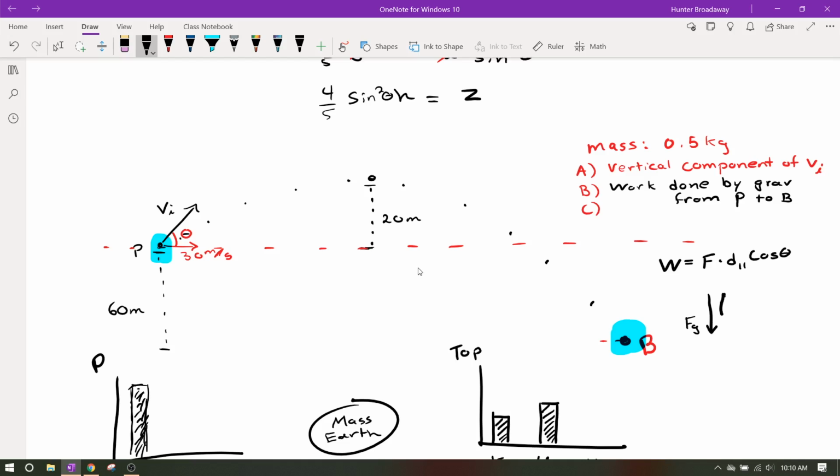What is the angle between the vertical displacement and the force of gravity? 0. What is the cosine of 0? Okay, so this is going to be a positive number. This is not going to be a negative number. So we're going down. We're going to have a positive number for the work done by gravity because it is working in the direction of the force that is being applied.